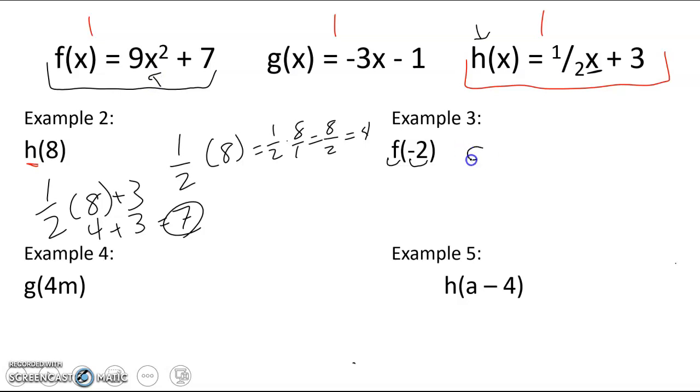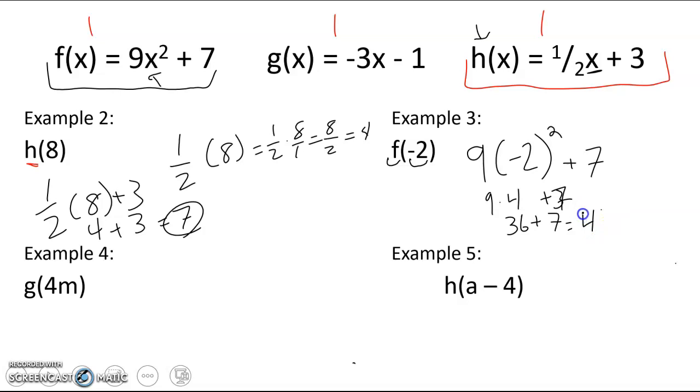So I'm going to take that -2, and I'm going to plug it into my equation. 9 times -2 squared plus 7. -2 squared is just 4, times 9, which is 36, plus 7 is 43, and that is all that I need to do for this right here. I don't really need to do anything with that f of -2. This is essentially just a fancy way of telling me, hey, plug -2 into the equation named f, okay?